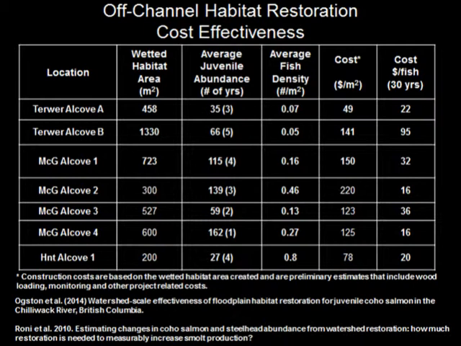And then building off of a recent publication by Ogston and Roni, I took our data, our wetted habitat, our abundance data and density, and came up with a cost per fish. And so what we're seeing with our off-channel habitat is if we amortize the average number of fish that are using these features over a 30-year period, the costs range from $16 per fish to $100 per fish. And what we need is more data to narrow these costs down and get a better estimate.